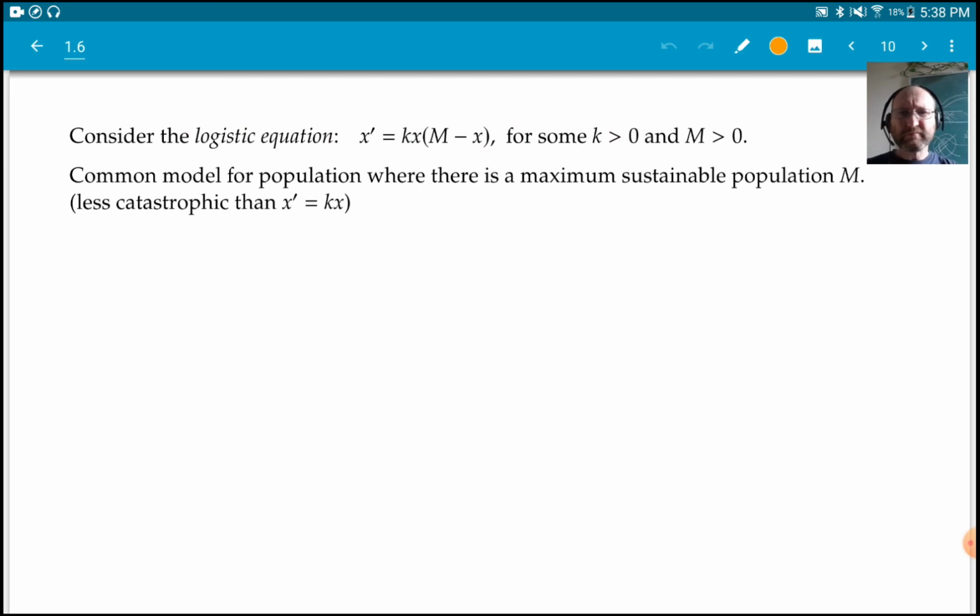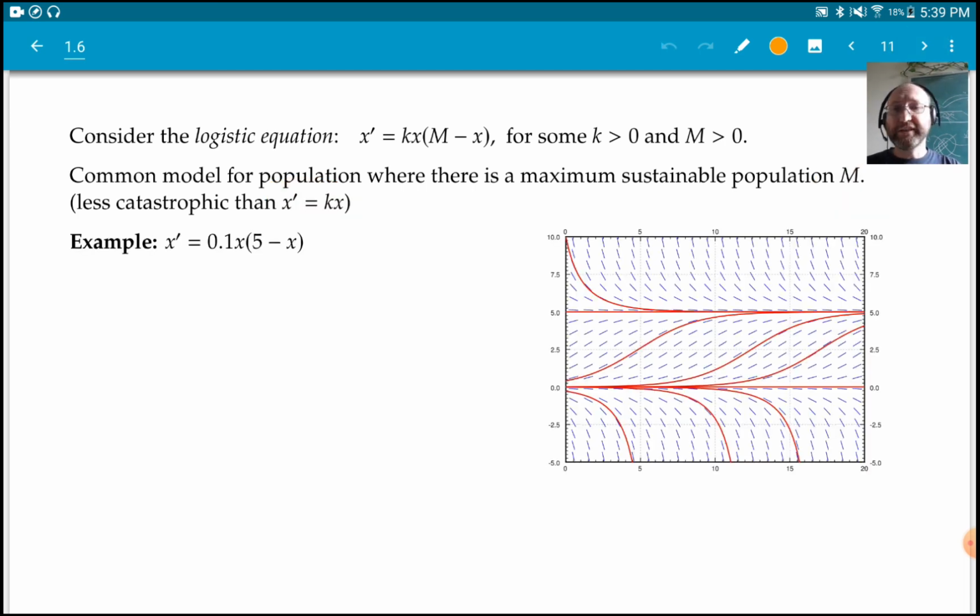Now, this is a common model for population growth if you have some sort of a maximal sustainable population. It's maybe a better model than the simple exponential model, which just says that everything keeps growing exponentially, and that's really not the way it works in real life. Usually, you have some sort of maximum sustainable population. You cannot get over some population. So that's what this M is.